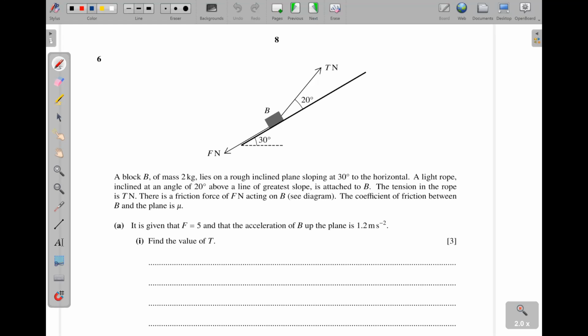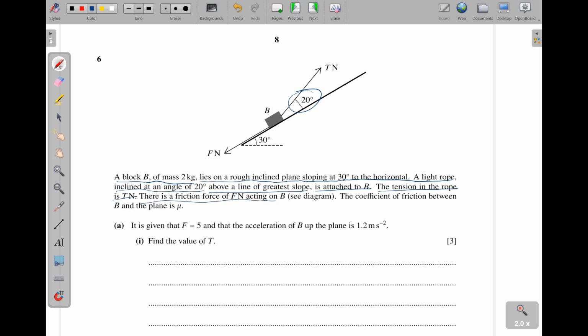Question 6, motion on an inclined plane. A block B of mass 2 kilograms lies on a rough inclined plane sloping at 30 degrees to the horizontal. A light rope inclined at an angle of 20 degrees above the line of greatest slope, this one here, is attached to B. The tension in the rope is T.